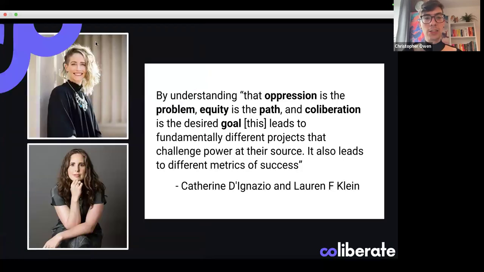And so what we need to do is shift our understanding of workplace inclusion and tackle it at the source. So I've got here a quote from Catherine D'Ignazio and Lauren F. Klein, and they argue that we need to see that oppression is the problem, right? It's not just discrimination in the workplace. There's a larger system of oppression. That's the problem. And then workplace inclusion and equity processes, that's a path to solving the problem. But the desired goal, where we're going, is co-liberation. It's the collective and collaborative liberation of all marginalized communities.